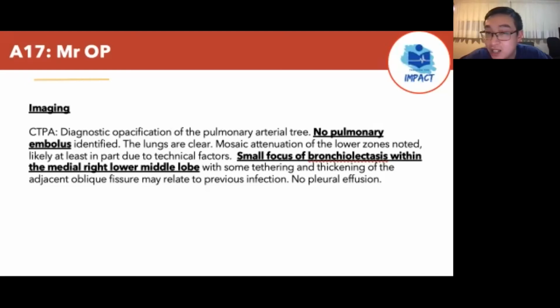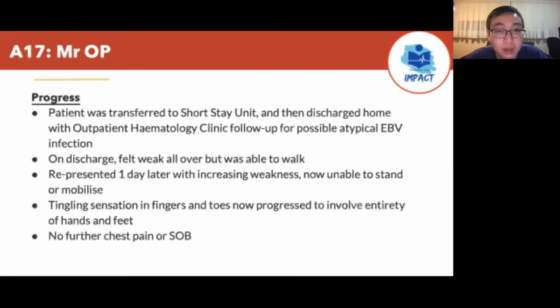Yeah. I mean, we could perform a CT chest to more definitively characterize the bronchiolectasis. It could be causing the symptoms. But all right, let's see what we did.